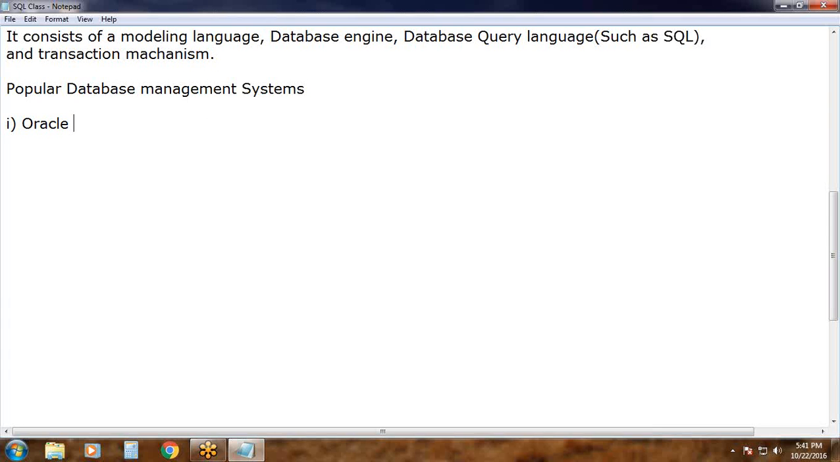Oracle. What is Oracle? Oracle database, or you can say Oracle RDBMS. See, other products are also there from Oracle, like Oracle apps, which is ERP. This is Oracle RDBMS, or you can say Oracle database, developed by Oracle Corporation.